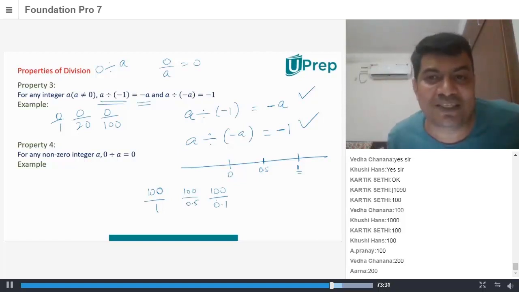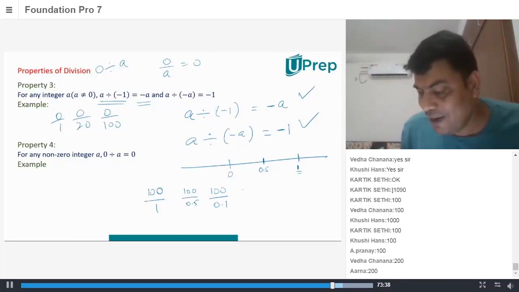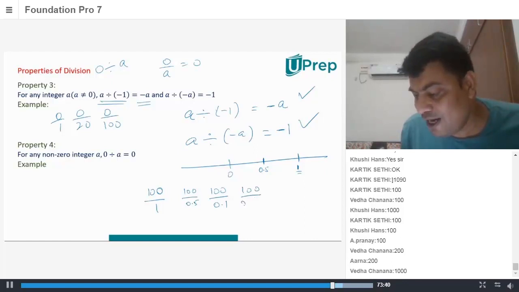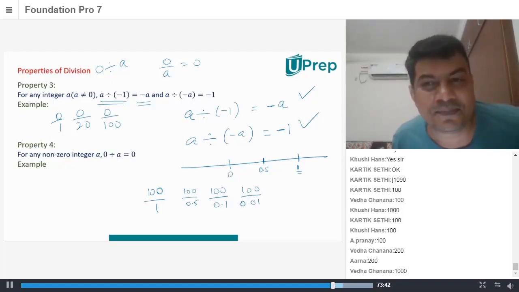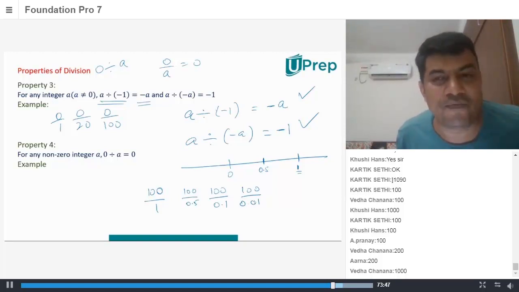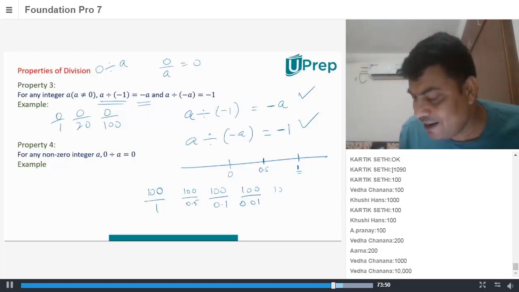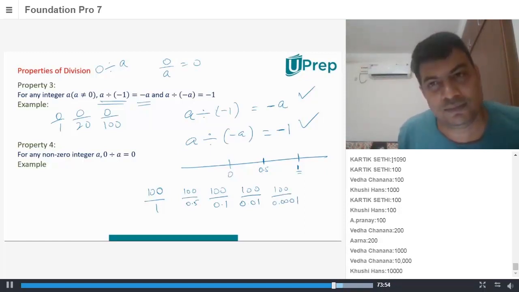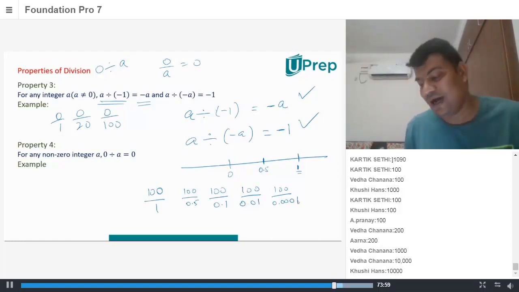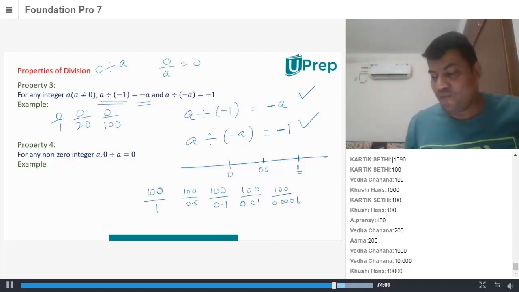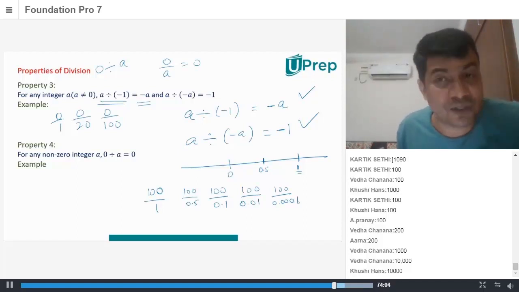Now tell me, if I have to divide 100 by 0.1, what is the answer? 1000. Very good. Now tell me 100 divided by 0.01. 10,000. Very good. Now tell me if I divide 100 by 0.0001. 1 lakh. There will be 4 more zeros. Wonderful.